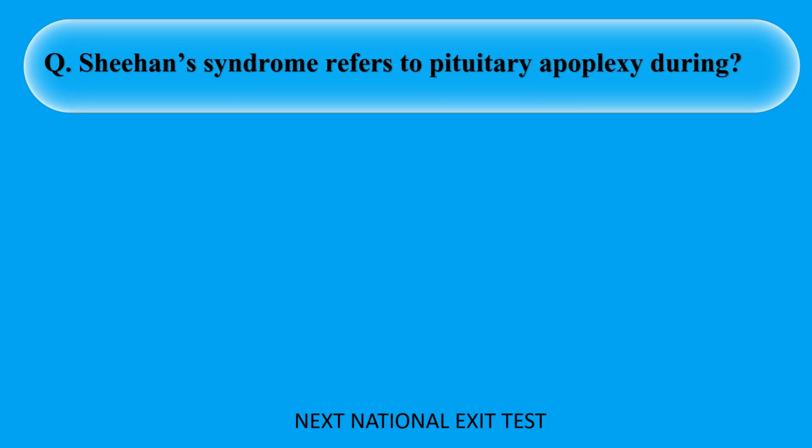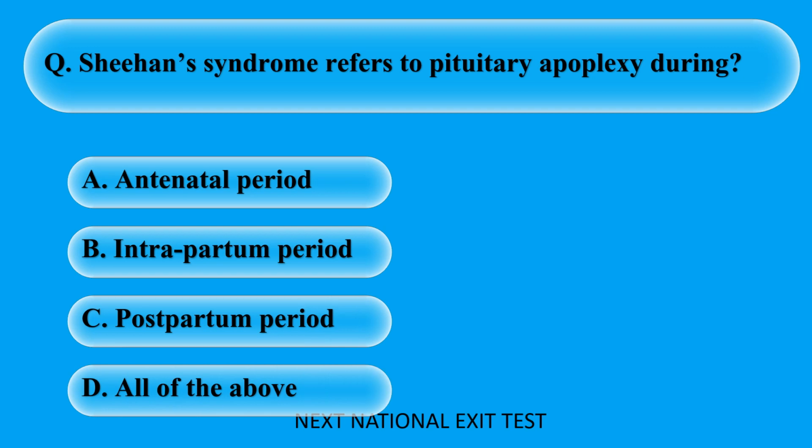Sheehan's syndrome. Sheehan's syndrome refers to pituitary apoplexy during A. Antenatal period, B. Intrapartum period, C. Postpartum period, and D. All of the above. Now pituitary apoplexy means acute intrapituitary hemorrhage, so hemorrhage that has occurred in the pituitary. It can occur spontaneously in a pre-existing adenoma, or it can occur postpartum. In which condition? Sheehan's syndrome.